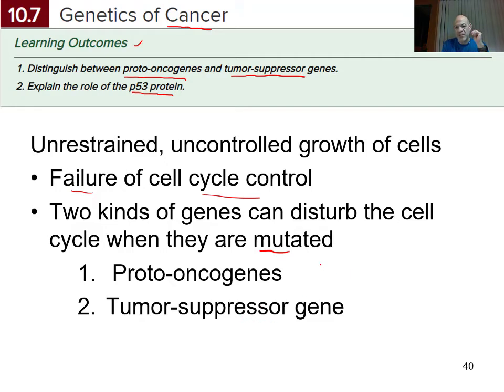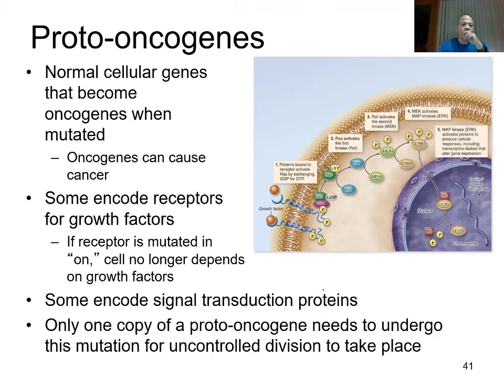To use an analogy that the book said, if you're in a car, these are like the gas pedal. You hit the gas so you can go. These are like the brakes. And you need both of these working properly to control the cell cycle. You need cell division, but you don't want uncontrolled cell division. So looking at proto-oncogenes, these are normal genes that can become oncogenes when they're mutated. And oncogenes cause cancer, right?